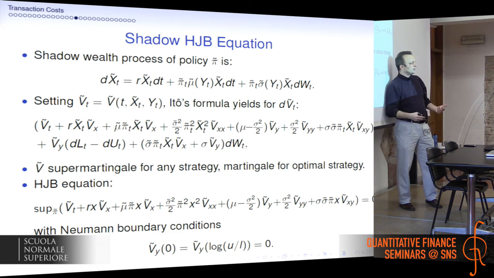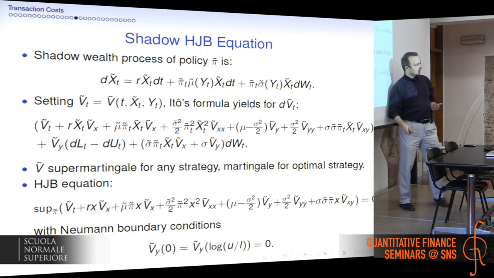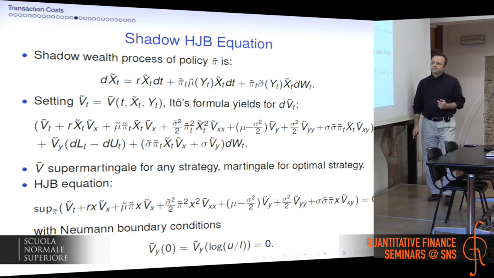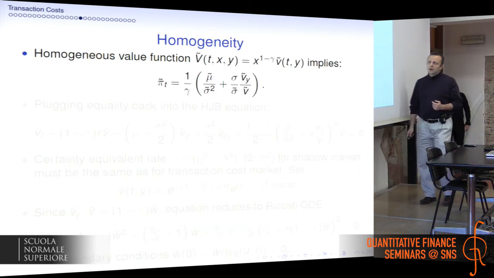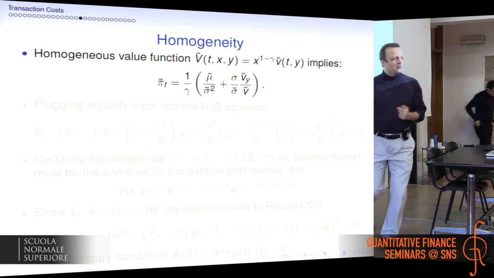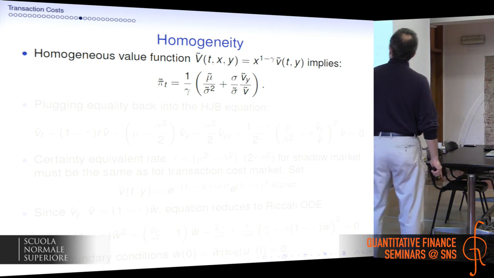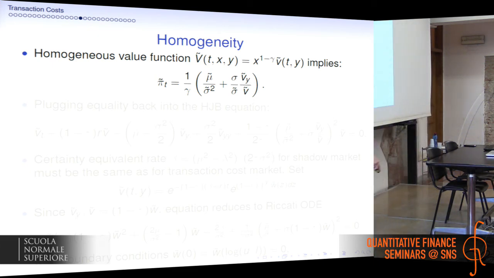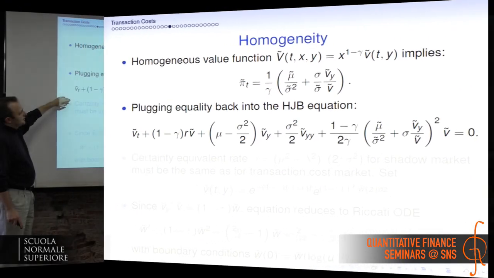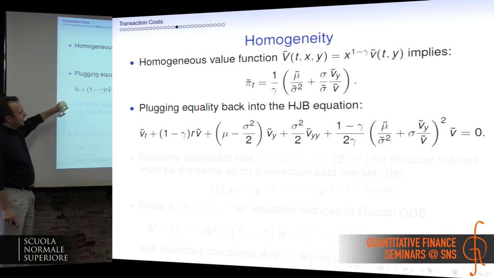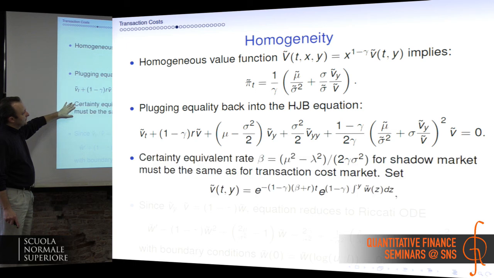That's the only way that I don't know where my V is moving. Okay? And that's the martingale condition. So if we write it like this, we get the optimal portfolio, which is given by this expression. And if you plug the equality back in the HJB equation, now you get this more complicated HJB equation. And the certainty equivalent rate is going to be this expression.